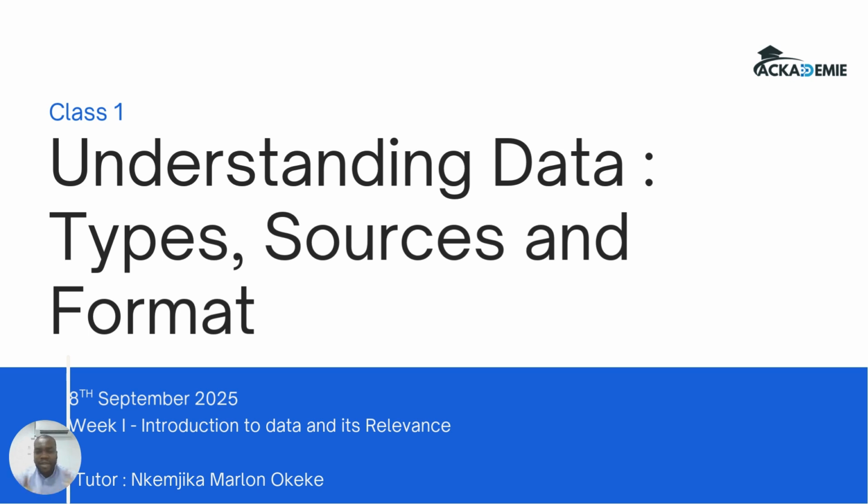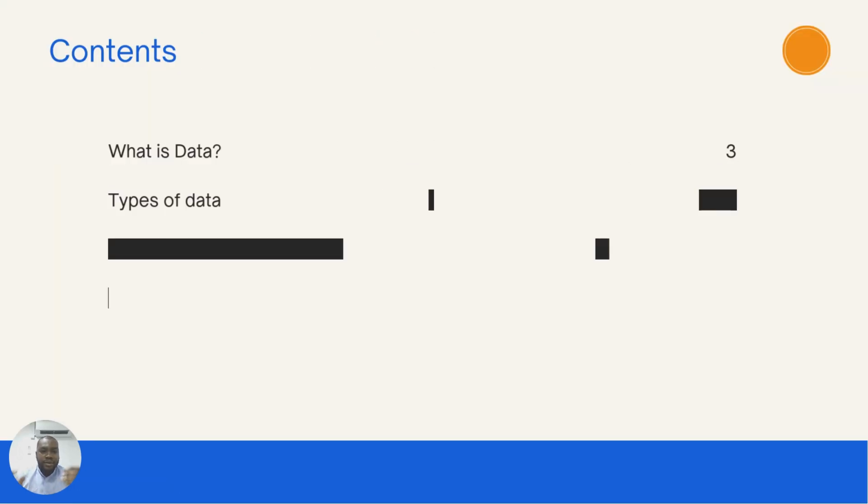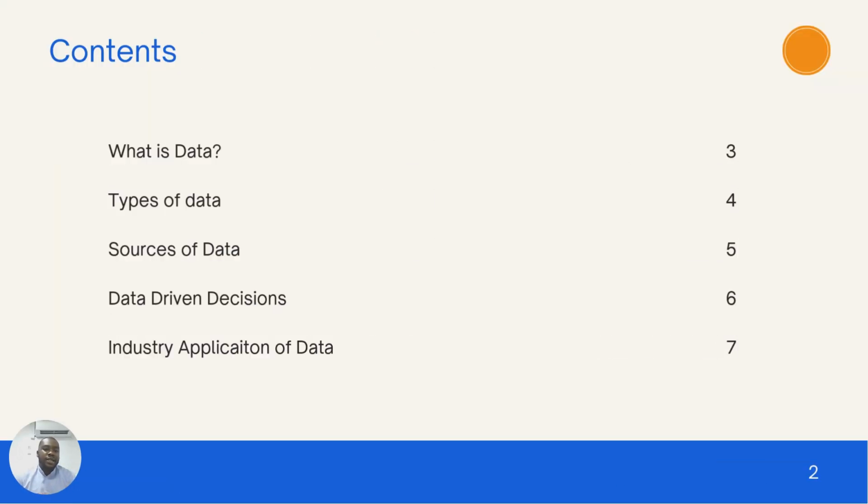Just looking at the periphery, understanding what data is, and then we'll start to take slower deep dives into all the various classes that we've planned out, right? So at the end of this class, it's expected that you understand what data is, some of the types of data, some of the sources of data, the formats of data, and even how data is being applied in various organizations and various industries, right? So we are going to start with what is data, types of data, sources of data, data-driven decisions, and then industry application of data, right?